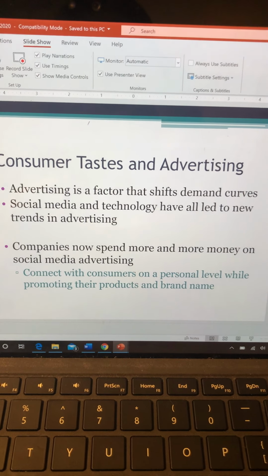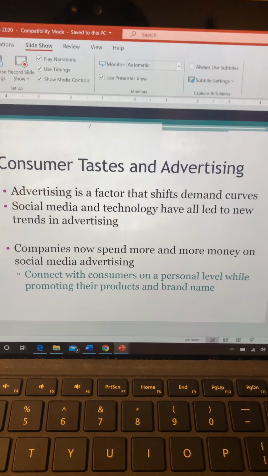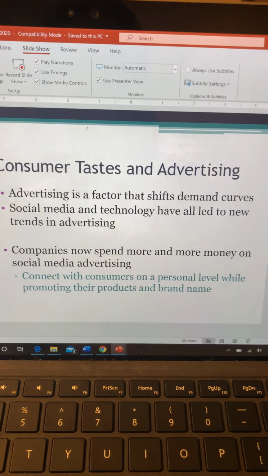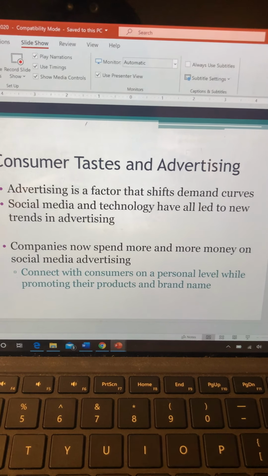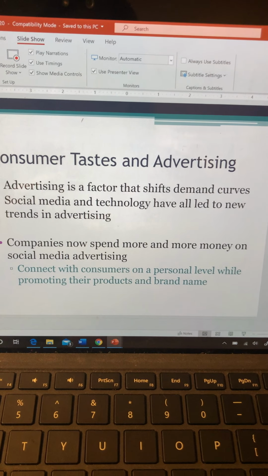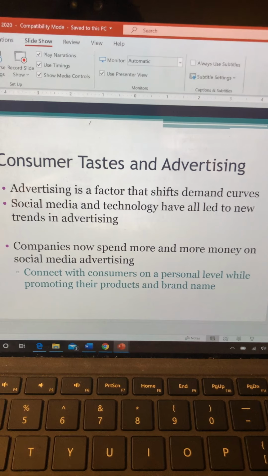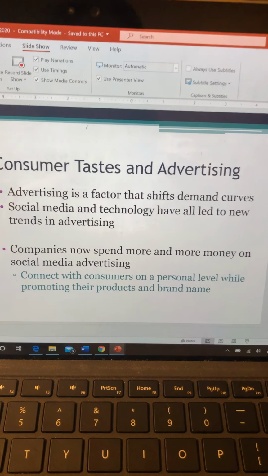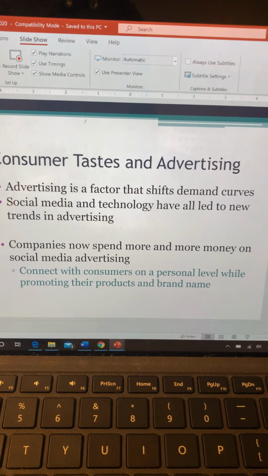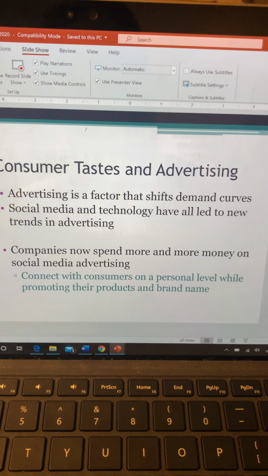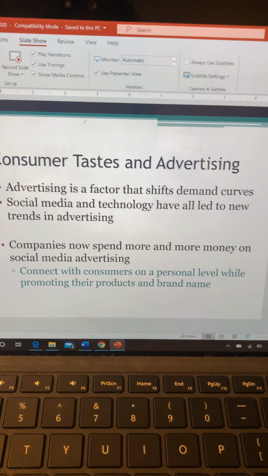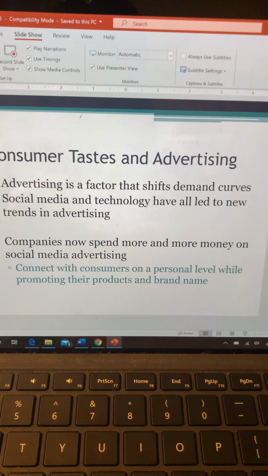So an additional thing that can affect demand for certain objects or goods or services is advertising. So again, the fact that advertising has heavily shifted to social media platforms has obviously affected how companies advertise. And companies spend more and more money on social media advertising because they can connect with consumers on a personal level while promoting their products and brand name.